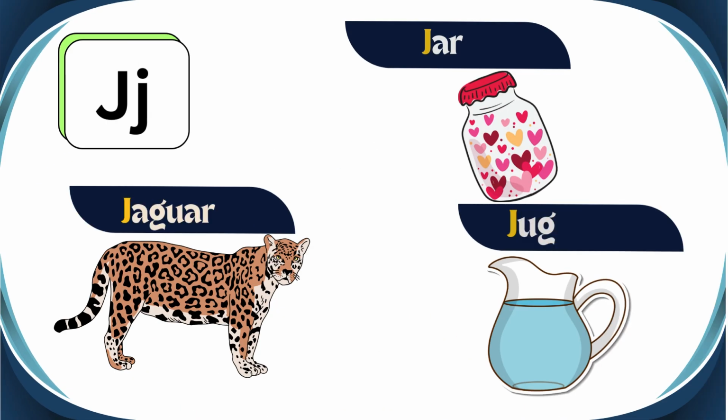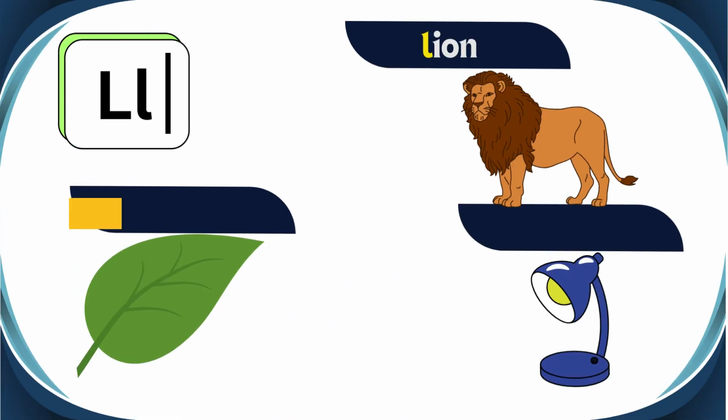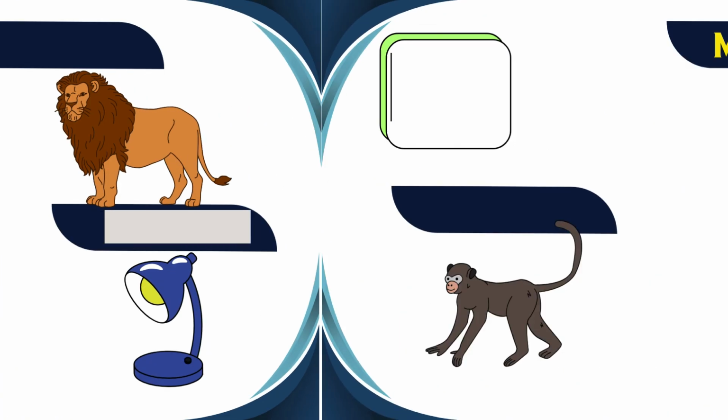J for jar, J for jaguar, J for jug. K for kite, K for key, K for kangaroo. L for lion, L for leaf, L for lamp.